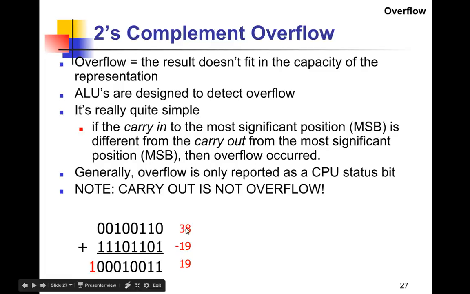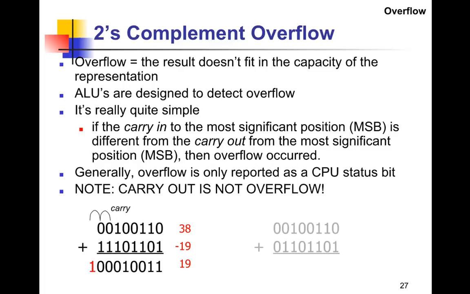And you can see this is no overflow because this is 38 and you're adding minus 19. So you only get to 19. All of those numbers fit within 8 bits, so it'd be plus 127 to minus 128. So everything's all okay there. Let's look at another example. There's the carry in and the carry out, they're the same.